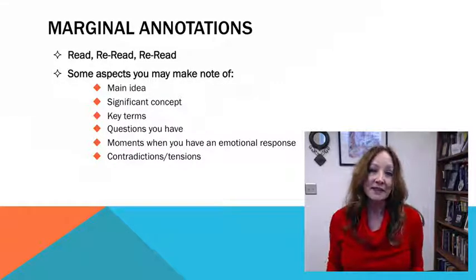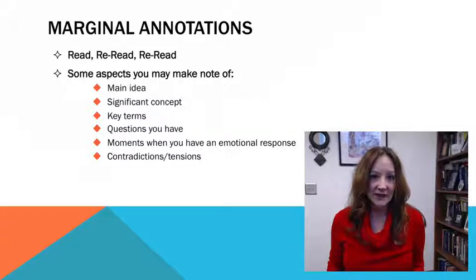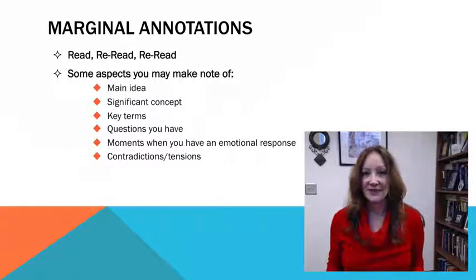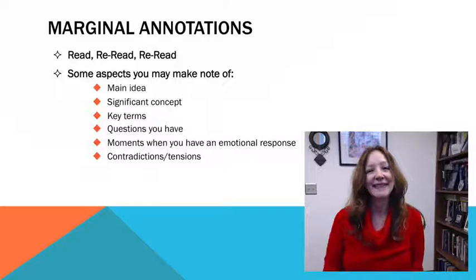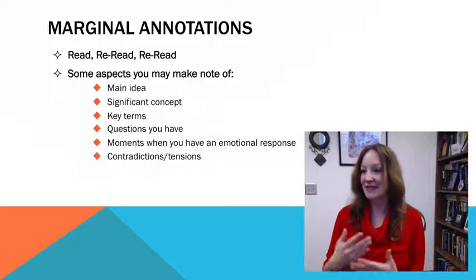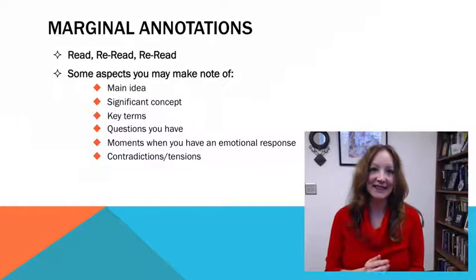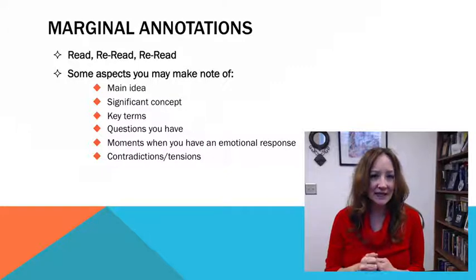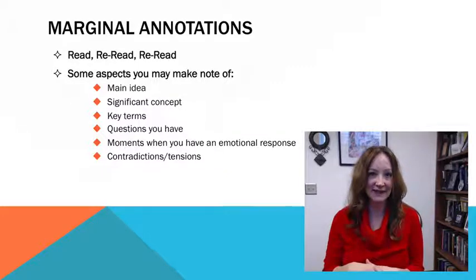So one of the key ways is to do marginal annotations. This involves reading and rereading and rereading. You probably don't want to do marginal annotations the first time through a text. You do sometimes want to just leisurely read a text and enjoy it, and then you go back a second or a third time and keep thinking about what that writer has said and make some marginal annotations.